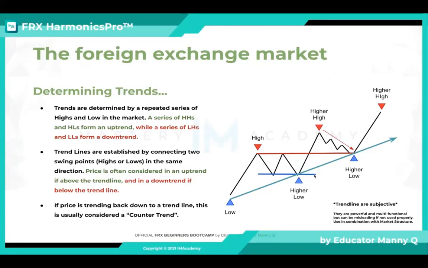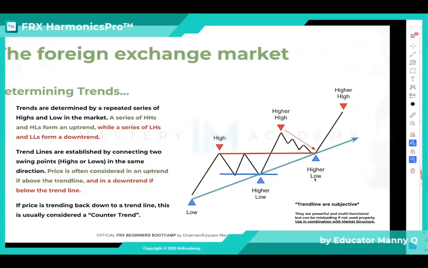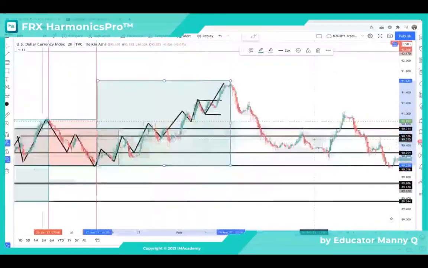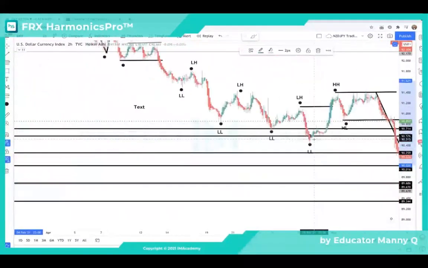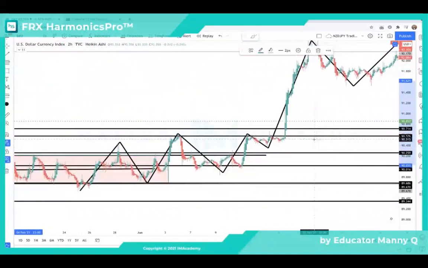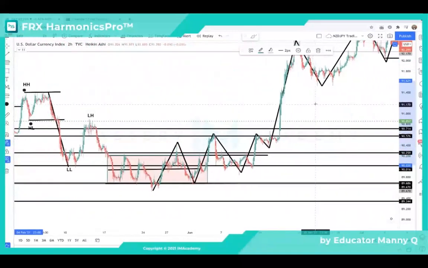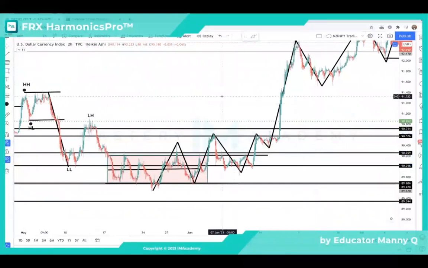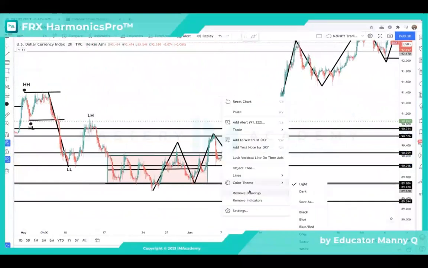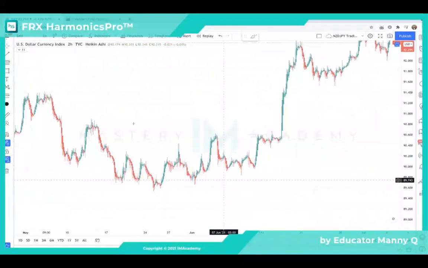And as long as price is above that line, they would safely say that, okay, the market is in an uptrend. All righty, let's come over to the market. Let's try to take a quick look at this. Okay, they would say that the market is still in an uptrend. Let's delete all of this. Let's delete all drawings. Let's come back over here and let's take a look.